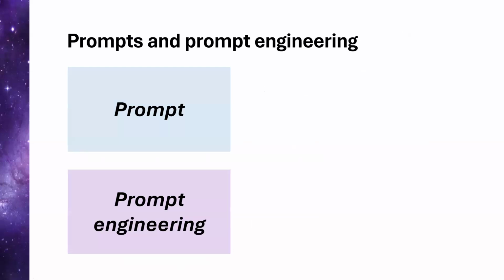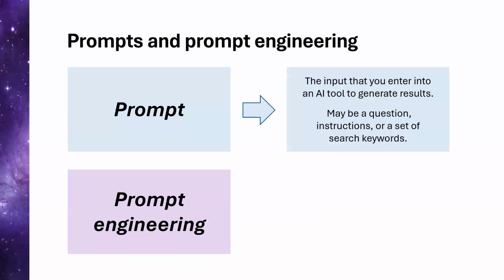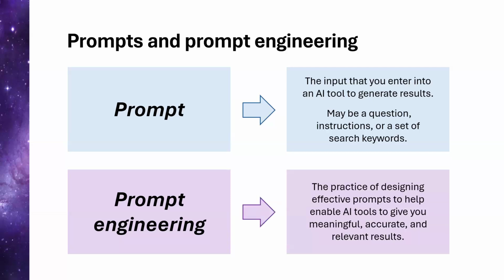So in the context of AI, a prompt is your input, or what you enter into an AI tool to generate results. Those results you can also call the output. Most often, your prompt will be a question, instructions, or a set of search keywords. Prompt engineering, also called prompt design, is the practice of creating effective prompts to help enable AI tools to give you accurate and relevant results.